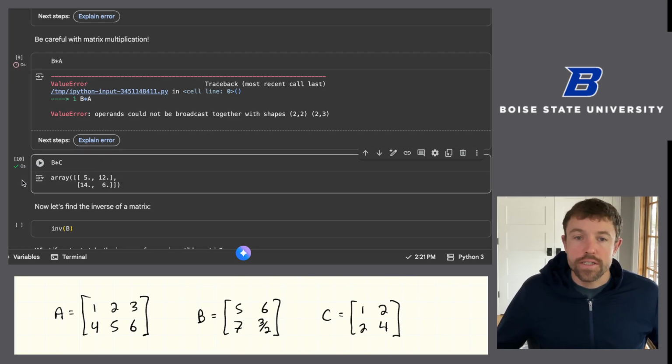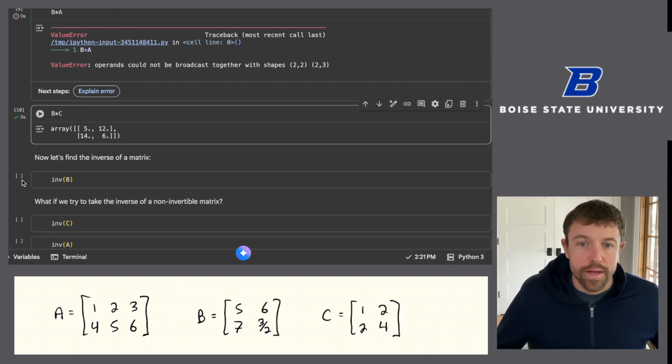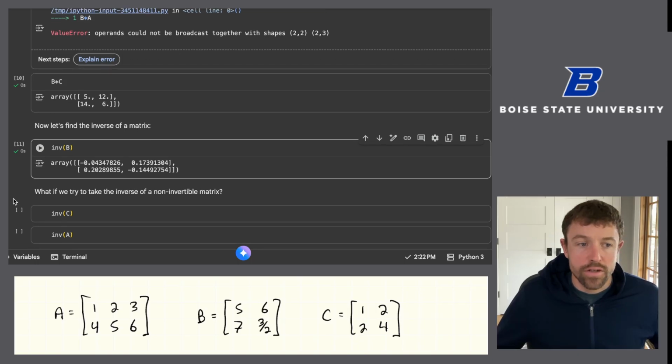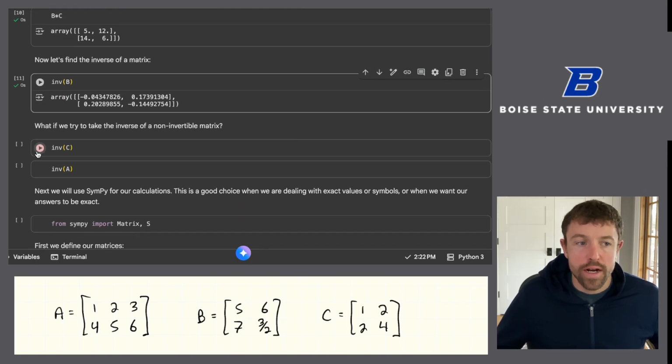So the final operation I want to look at is the inverse of a matrix. Straightforward to do. Just INV parentheses, and here we get the inverse of our matrix B. Now, what if matrix C is not invertible? You can see that the rows and columns are multiples of each other, right? The second row is 2 times the first row, and so it has determinant 0. What's going to happen if we try to take its inverse?